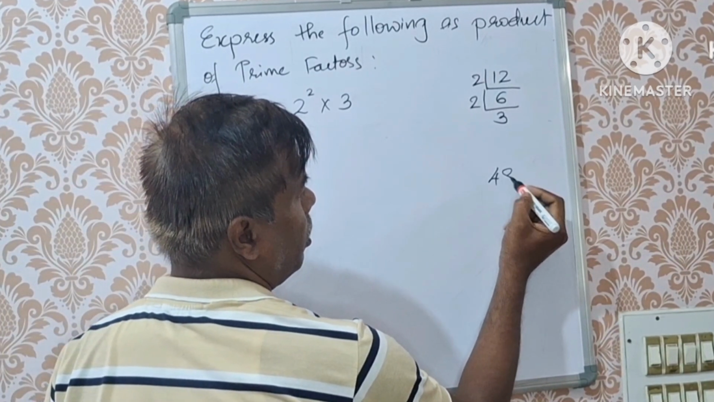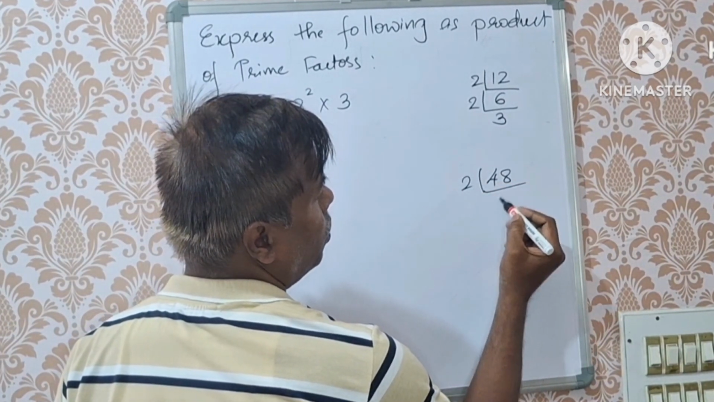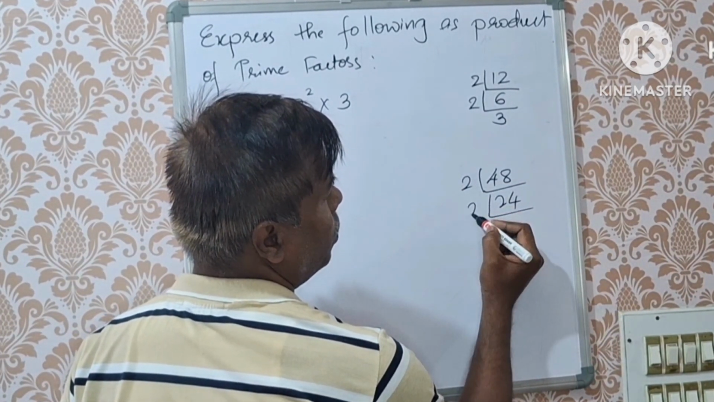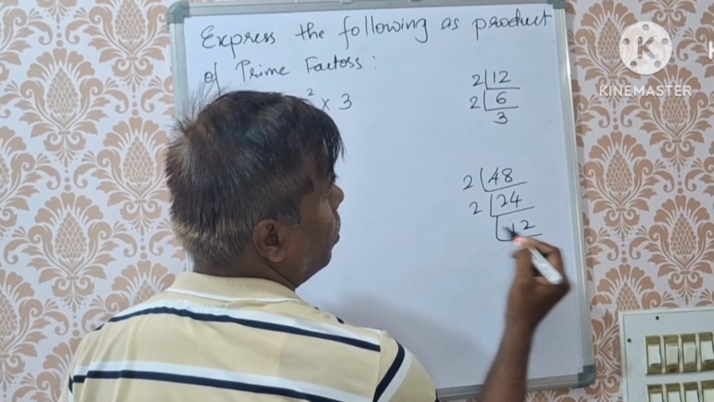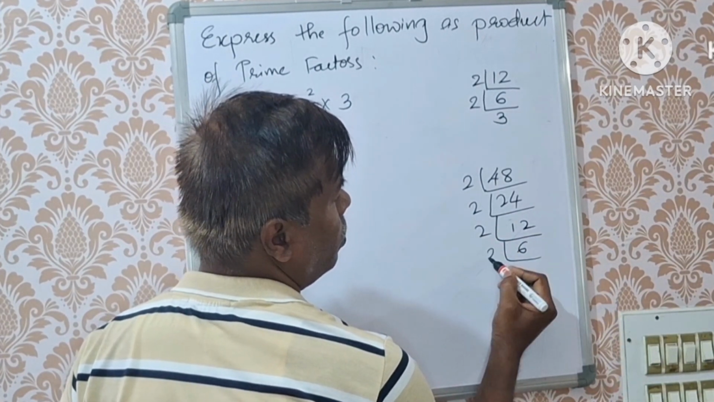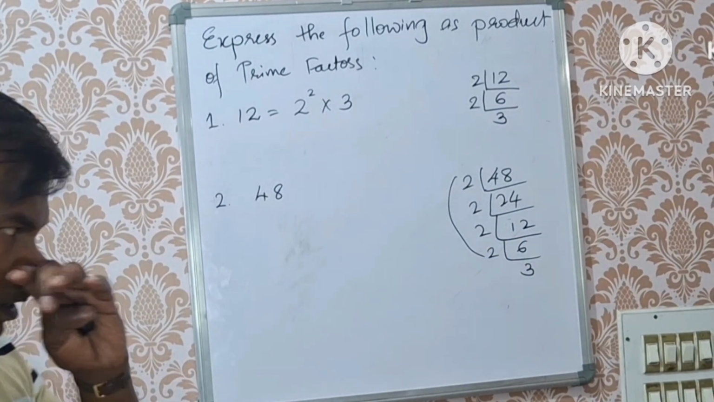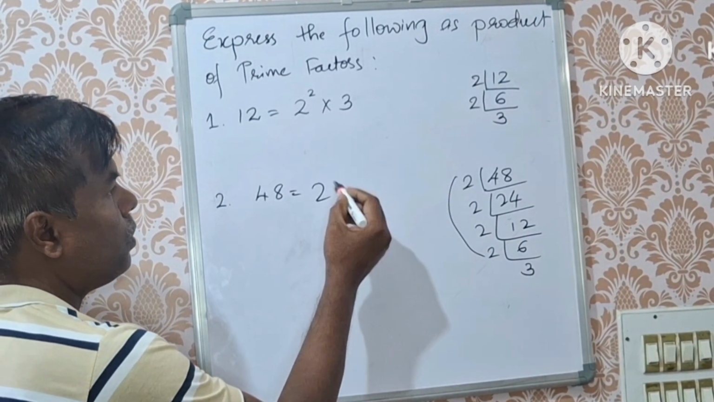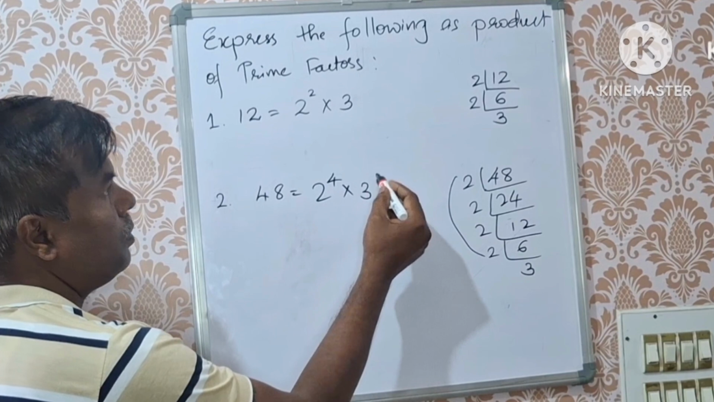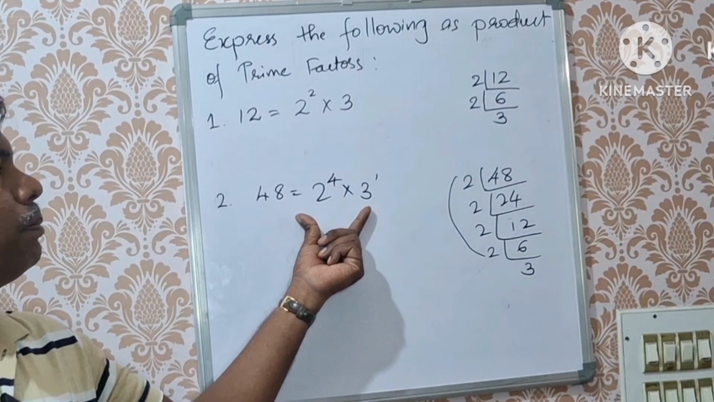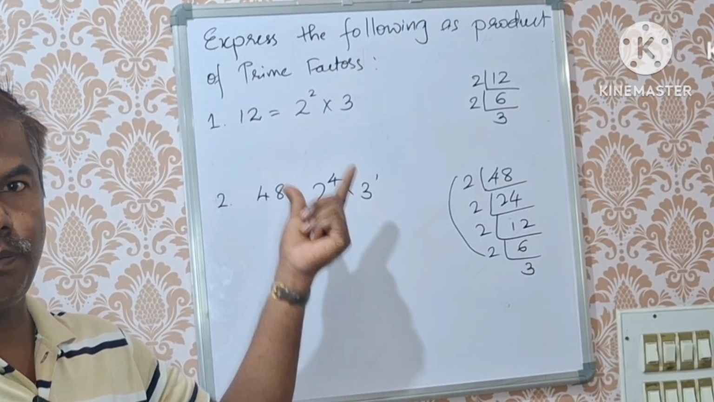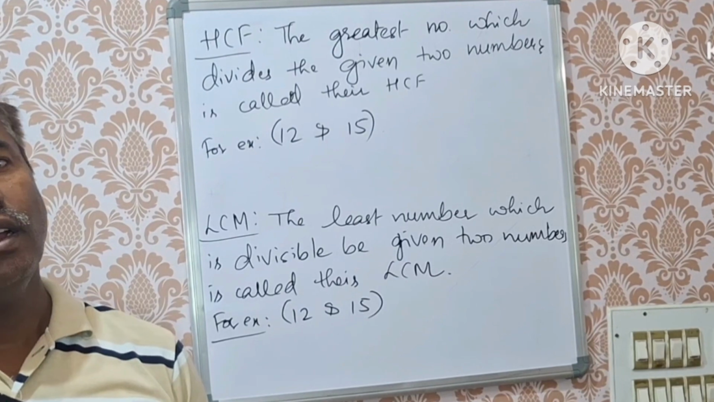Now 48. Which is the smallest prime number? 2. 2 twenty-fours are 48, 2 twelves are 24, 2 sixes are 12, 2 threes are 6. So 2 appears how many times? 4 times, and 3 one time. So this is the product of prime factors.